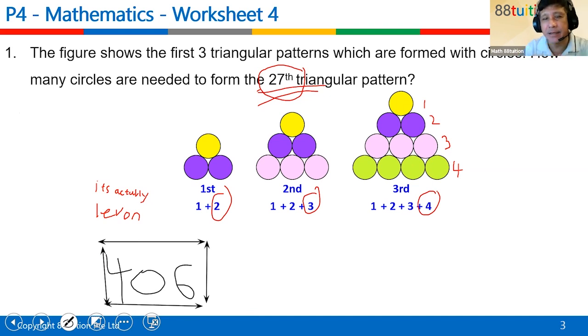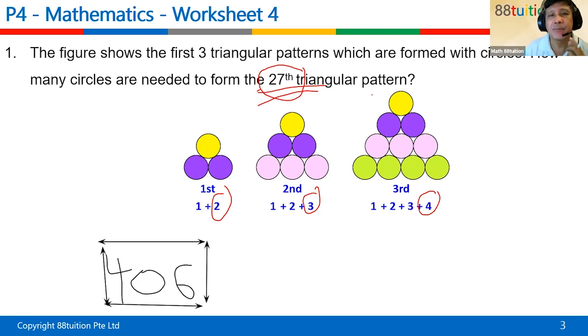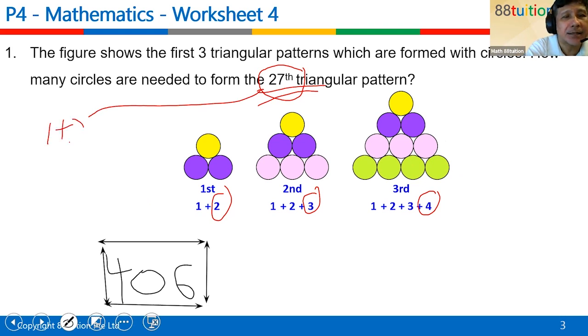oh dear, and then nobody is telling me. Can you all write onto the screen? You see, I can see Levon write 28. Very good. Very, very good. Yes. So pattern 27 is actually 1 plus 2 plus 3 all the way until the last one is 28. Okay, the last number is 28. Now, just now the previous slide I was explaining to you, right?